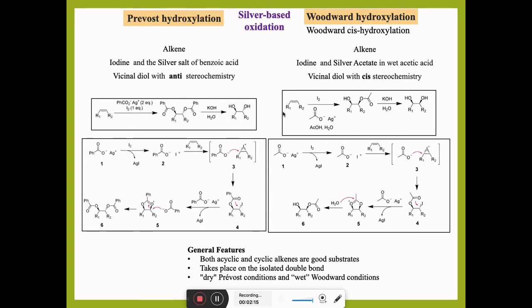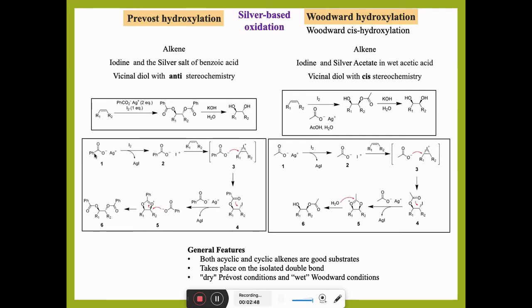which on basic hydrolysis gave an anti-diol. While in case of Woodward reaction, when an alkene is treated with the iodine using this silver salt in presence of water, it will give ester on one side and hydroxyl group on the vicinal carbon, which on again basic hydrolysis gives diol. But the stereochemistry of the diol is cis. Now let us go through the mechanism of the reaction.